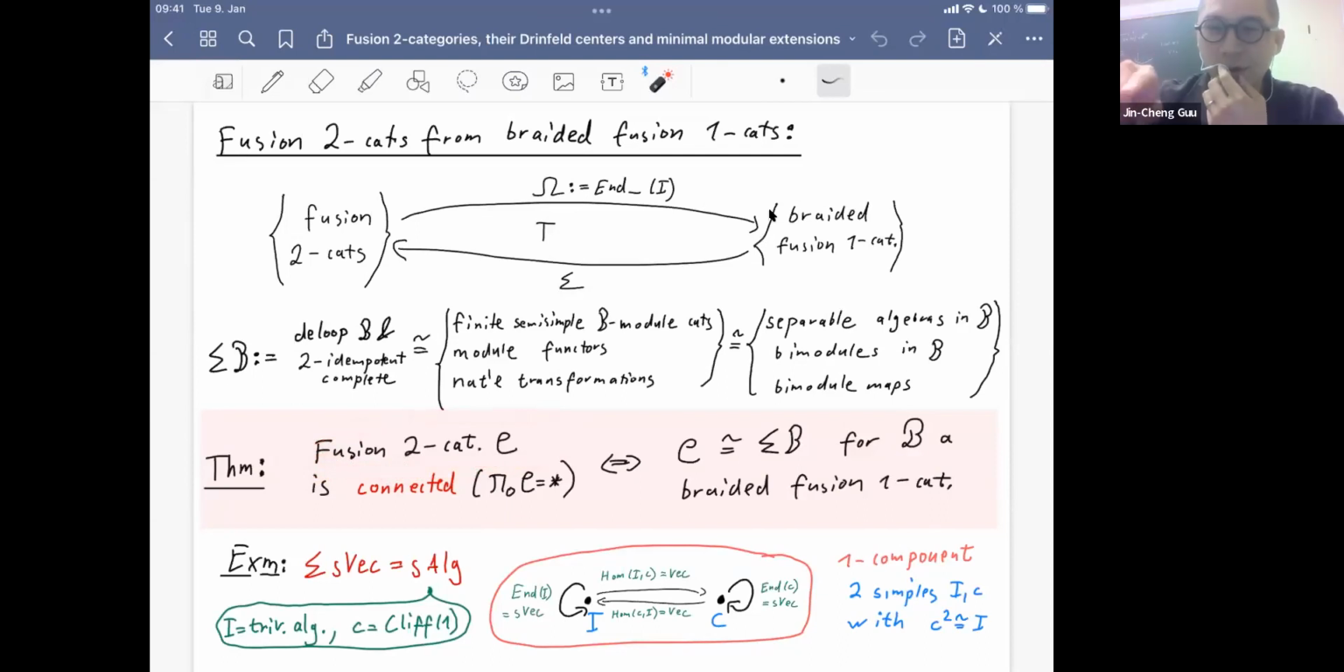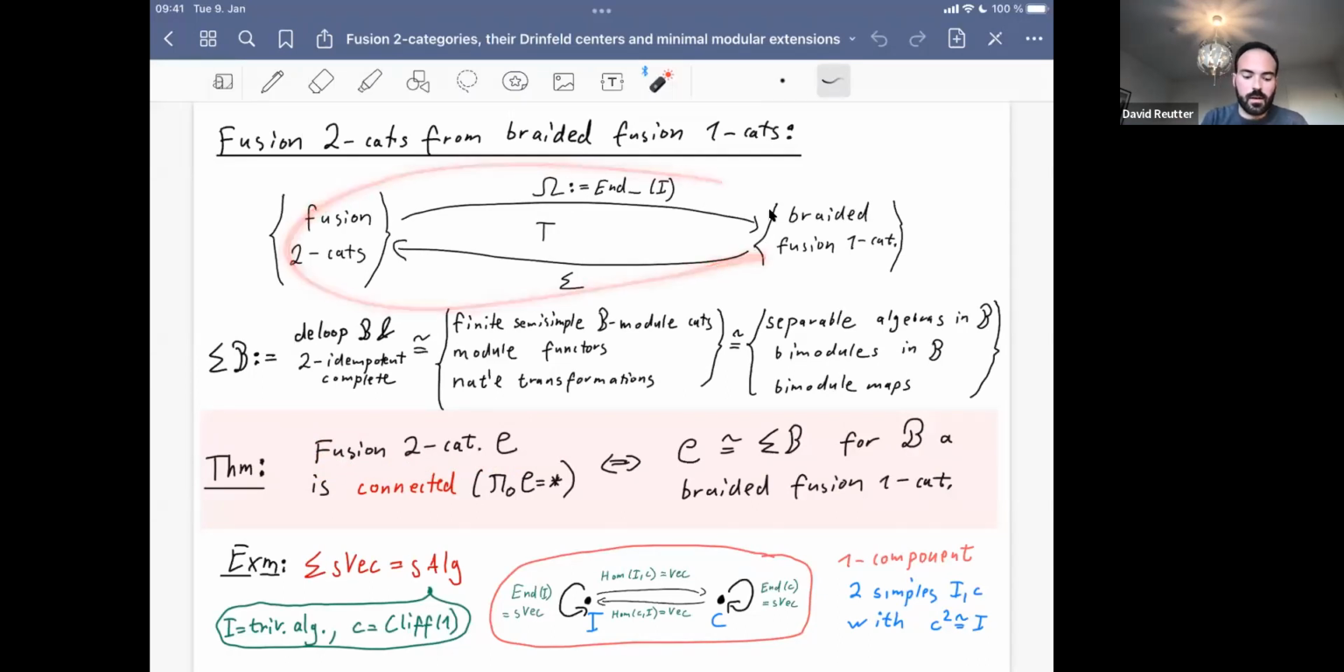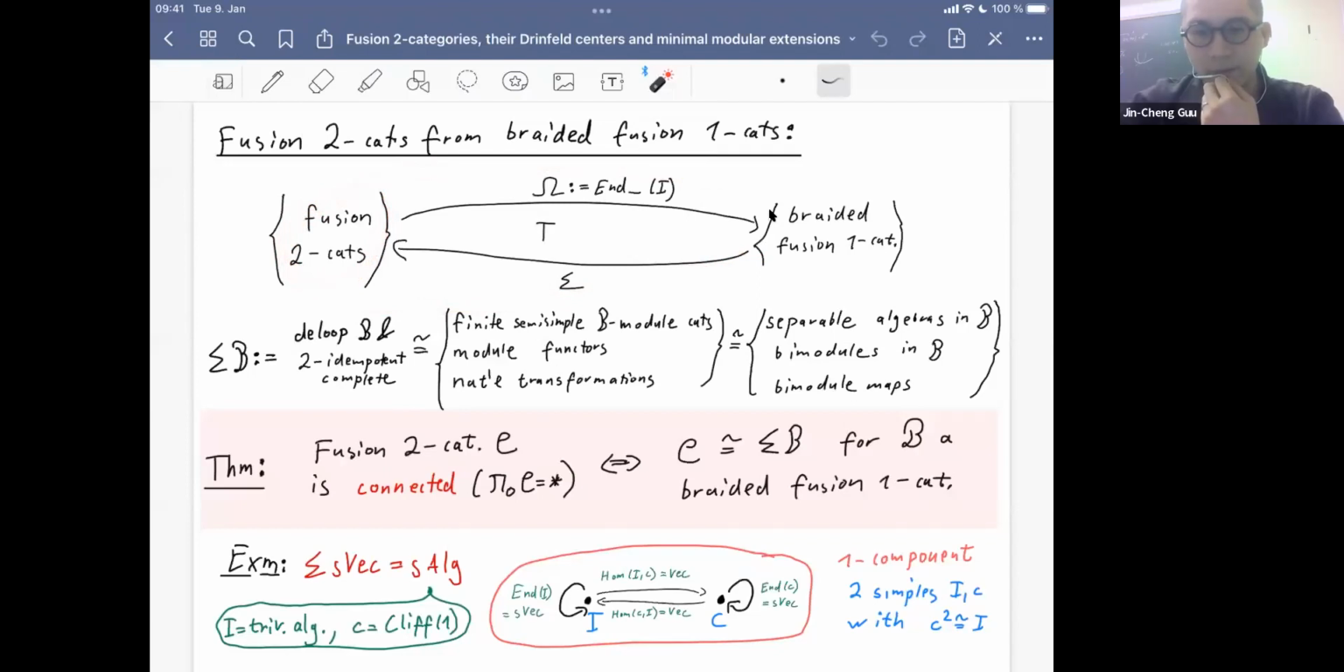Oh, that's cool. So if you take a braided fusion one category and you apply suspension and then loop, what do you get? You get the original thing back. So this really restricts to an equivalence on the connected fusion two categories. So monoidal functors between connected fusion two categories are equivalent to braided monoidal functors. Okay, thanks.